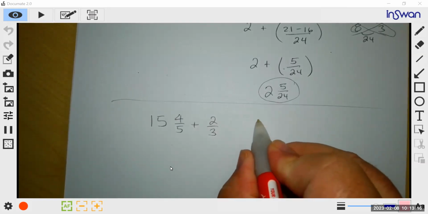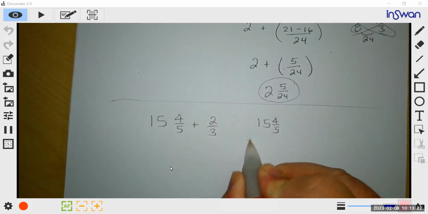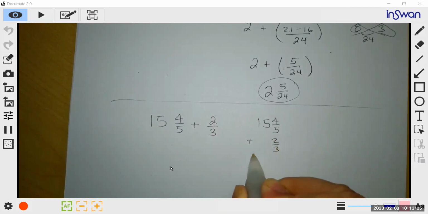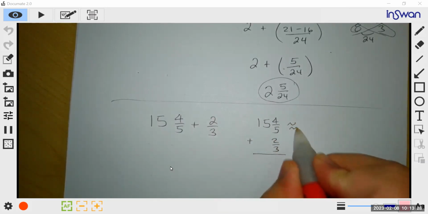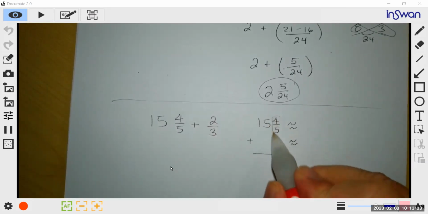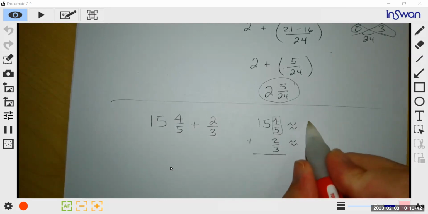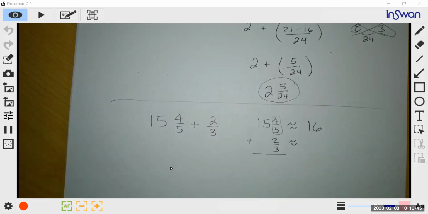So let's look at the estimates here. 4/5. Is that bigger than 0.5? Yes, because it's almost 1. So we rounded up to 16. 2/3. Is that bigger than 0.5? That's 0.6. So round that up to 1. So 16 plus 1 is 17. That's our estimate.